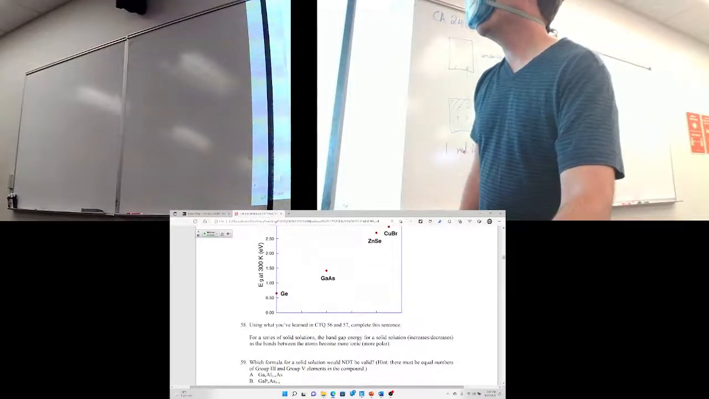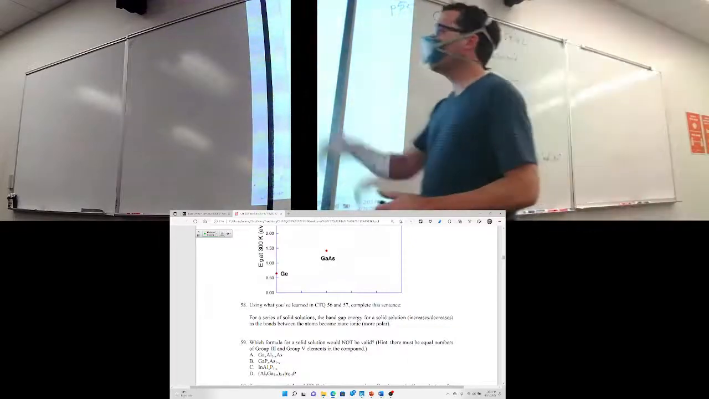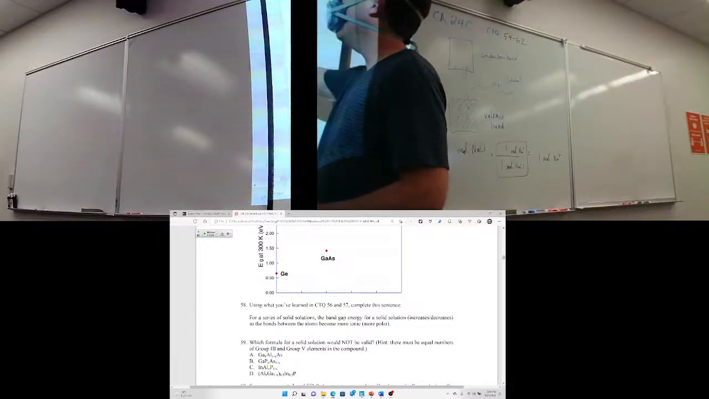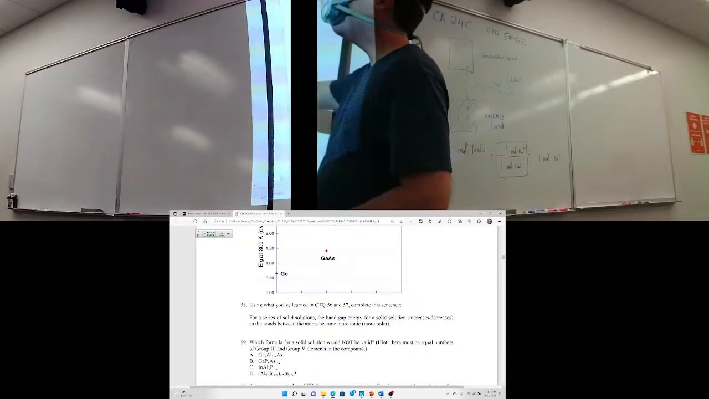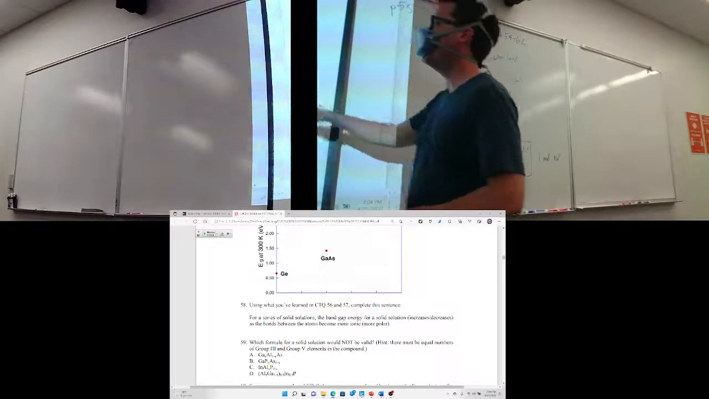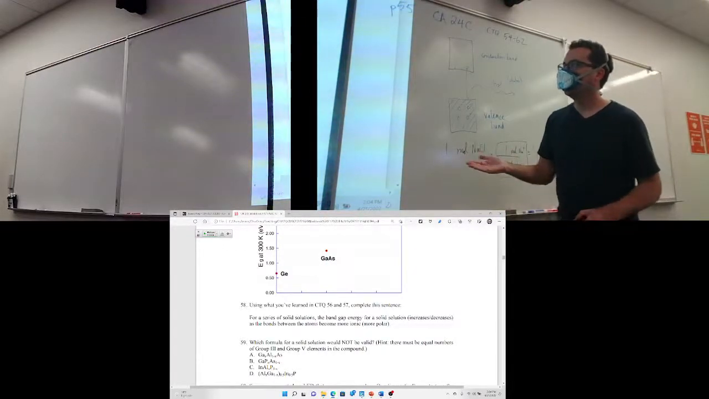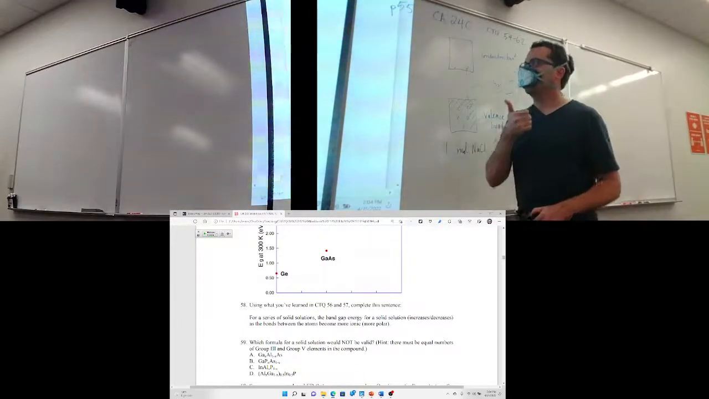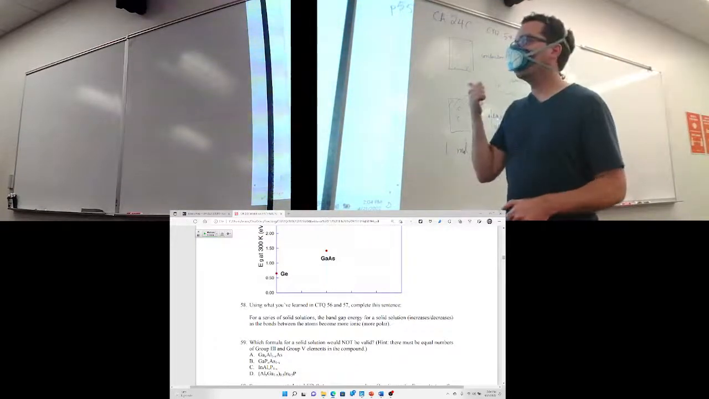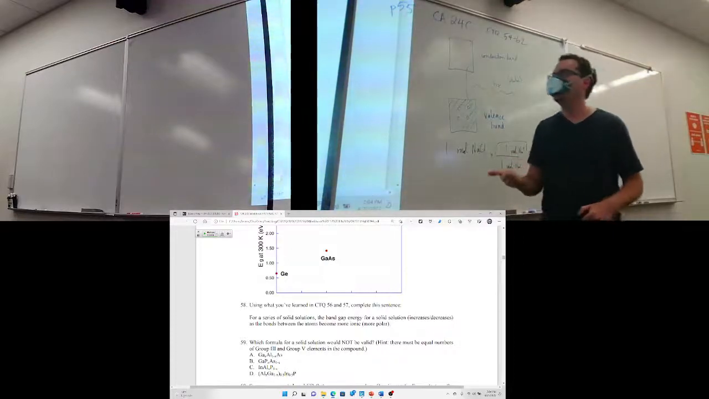All right, so here's another one. Not true or false, but completing the sentence. For solid solutions, the band gap energy for a solid solution will do what? Increase or decrease as the bonds between the atoms become more ionic? Yes. So as your atoms are more and more ionic in a solid solution, the band gap will increase.